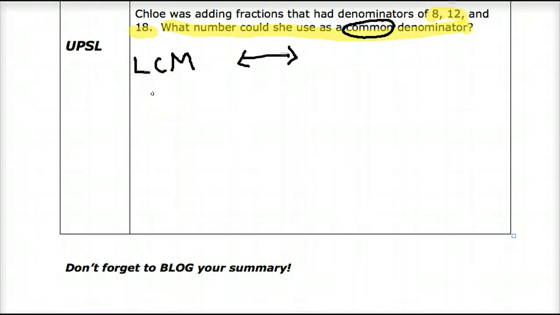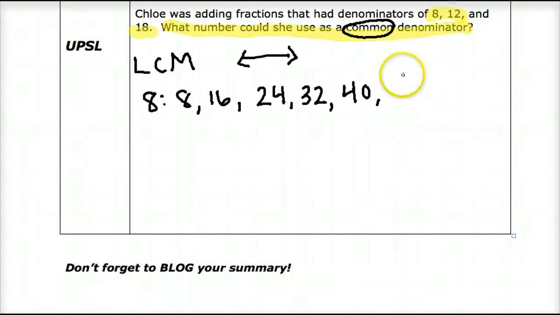So the first number they give us is 8. We know that if we count by 8s, we're going to have 8, 16, 24, 32, 40, 48, 56, 64, and 72.